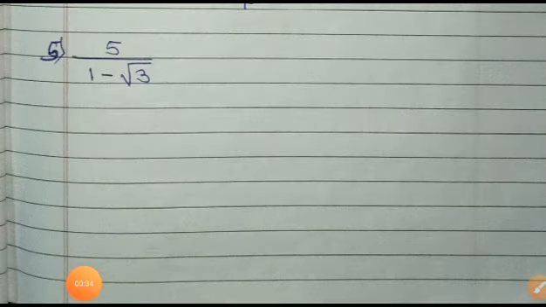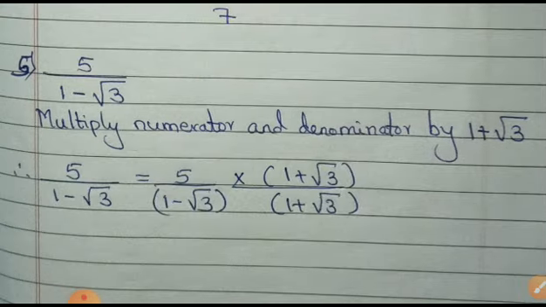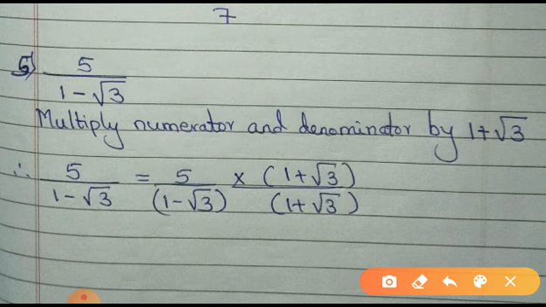Okay. So what will be my next step? It will be multiplying numerator and denominator by 1 plus root 3. So I have multiplied it here. That means it will be 5 into this bracket, and here the denominator, this bracket, 1 minus root 3 into 1 plus root 3. Denominator of which form? A plus b into a minus b. Okay, so it will be a square minus b square.